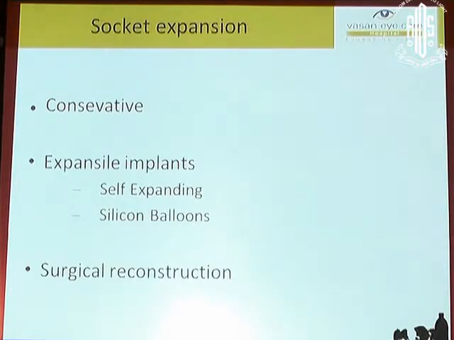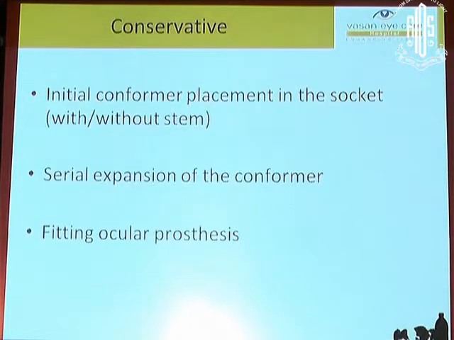So, the 3 ways to expand the socket. First is the conservative way. Second is using implants, self-expanding as well as silicone balloons, and third is surgical reconstruction. In my experience, all 3 have been tried, and I will be sharing with you the results of all these 3 methods. First is the conservative mode of socket expansion, where we start as early as possible with a customized conformer that can be placed inside the socket, and serial expansion within a gap of 4 to 6 weeks depending upon the child.